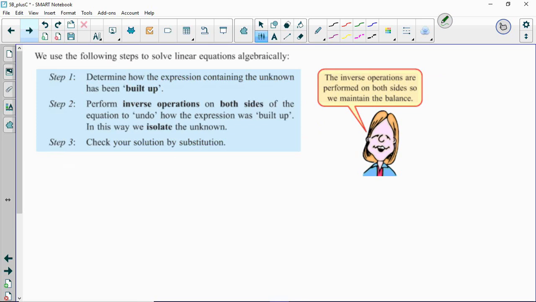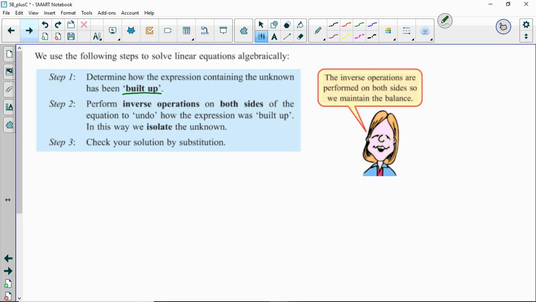This is how we're going to approach these. Step 1 is basically just analyzing the equation itself. So we're seeing how the unknown has been built up. Is it being multiplied by a number? Or are we adding things to it? Are we cubing it? What's happening to the variable?